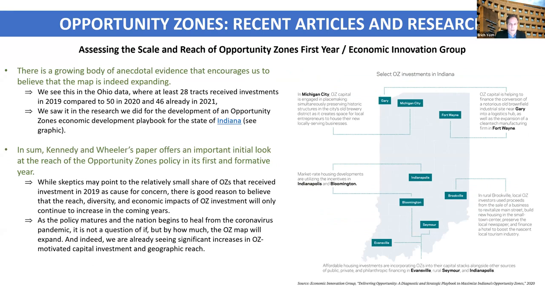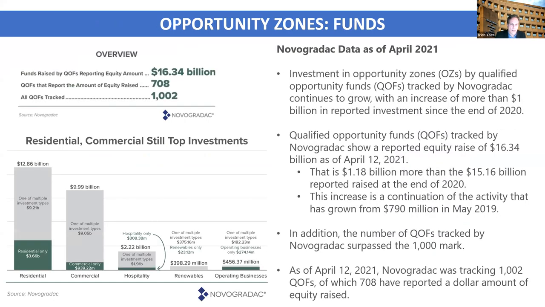So for example, in the state of Indiana, we can see the investments happening across the state. In Ohio even, we have data because Ohio has a comparable tax incentive, where at least 28 census tracts received investment in 2019, compared to 50 in 2020 and 46 already in 2021. So we're seeing a widespread increase across the state of Ohio from their data, from what happened in 2019 to 2020 and what's happening in 2021.